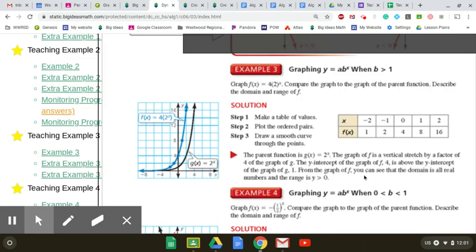From the graph, I can see that the domain of our function is going to be all real numbers. Our x's can be any number that we want. Doesn't matter what x is. So always for these functions, our domain is all real numbers.